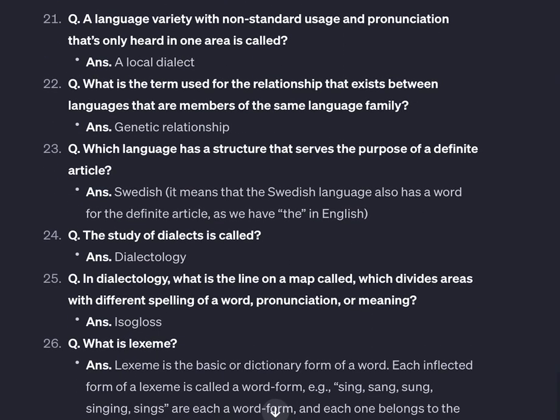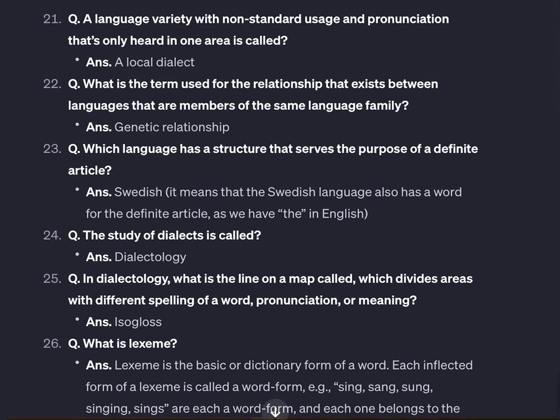21. Q. A language variety with non-standard usage and pronunciation that's only heard in one area is called ANS. A local dialect. 22. Q. What is the term used for the relationship that exists between languages that are members of the same language family? ANS. Genetic relationship. 23. Q. Which language has a structure that serves the purpose of a definite article? ANS. Swedish. It means that the Swedish language also has a word for the definite article, as we have "the" in English.